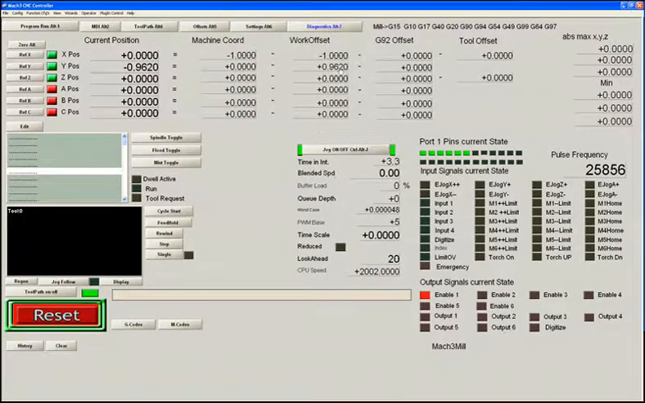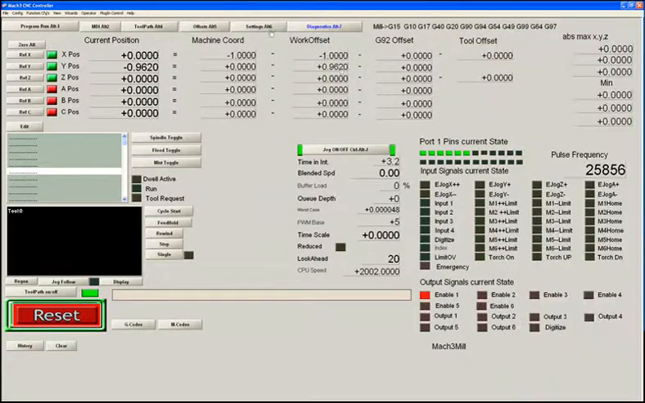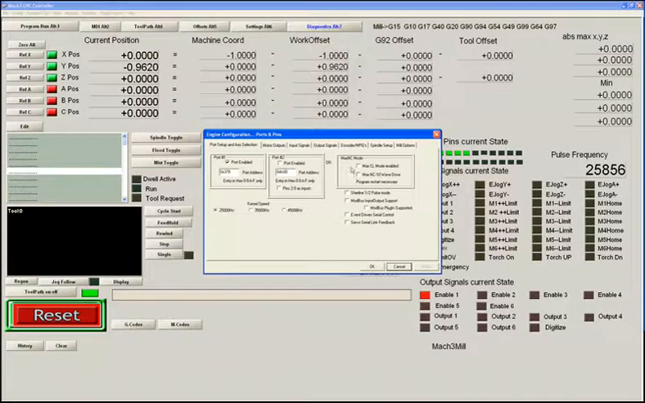Those are the most common problems that people come into when they're trying to set up Mach 3 after having used Mach 2. The important things to check: your ports and pins. Make sure all of the things on this side are unchecked unless you know that you need them. And make sure that your input signals on the LEDs are all out.